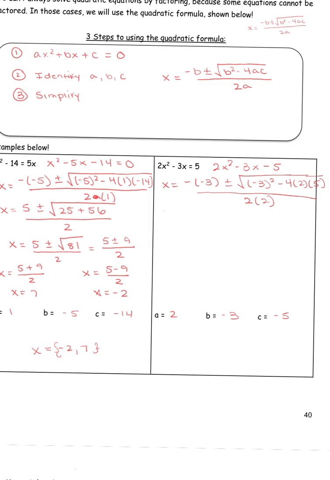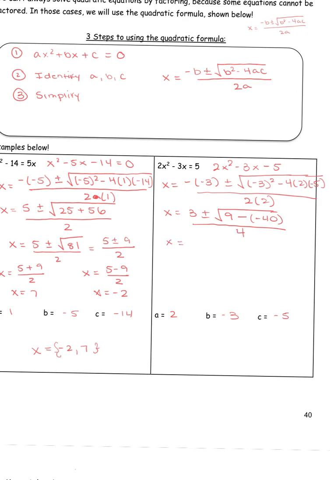Now we're just going to go through and simplify. So I have 3 plus or minus the square root of 9 minus 4 times 2 times 5, which should be a negative 5. Excuse me, change that. So we know that 4 times 2 gives you 8, times a negative 5 gives you a negative 40. So I'm just going to go ahead and put that negative 40 there. Of course, we know that we are going to simplify that. And then we have in our denominator 4 because 2 times 2 is 4.